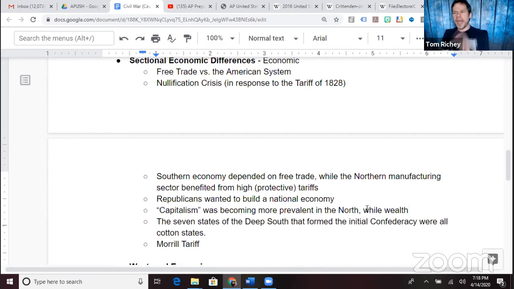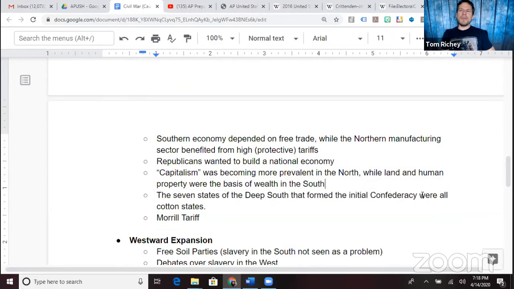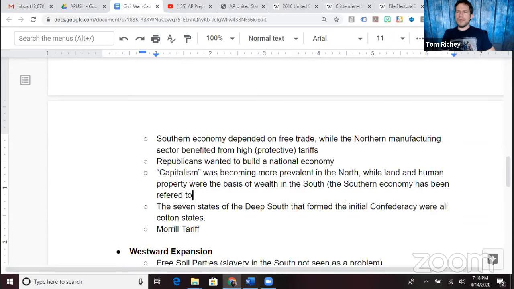So here's the thing. Capitalism was becoming more prevalent in the North, while land and human property were the basis of wealth in the South. Some people have called the Southern economy pre-capitalist. Let's see, two R's. I did one T and then now two R's. Referred to as pre-capitalist.